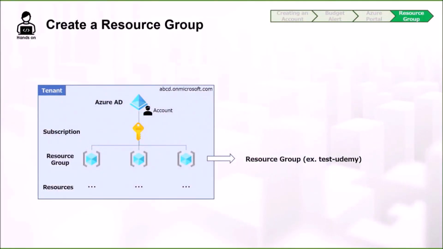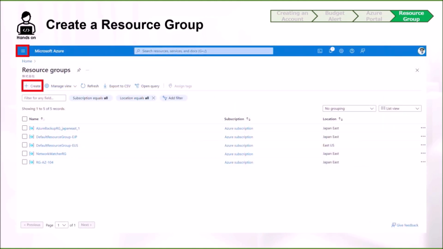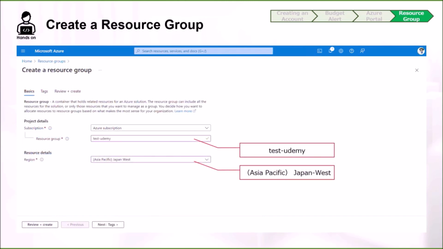In this course, we will set up a resource group and create resources under it. By creating the resources in the resource group, you can delete all resources at once when the course is finished. For example, you can set up the resource group with the name Test Udemy. Click the menu in the upper left corner to go to the resource groups page and click Create. And from here, you can create a new resource group. Specify the name and region.